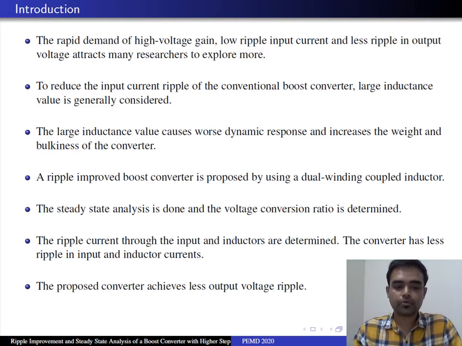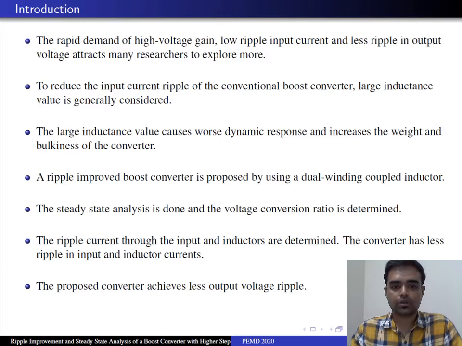So, before going to the depth of my talk, I want to introduce the motivation of this work. Basically, as we know, the conventional boost converter has the voltage conversion ratio of 1 by 1 minus alpha, and the ripple in input current and output voltage is quite high. To reduce this ripple in input current, one can use larger inductance value, but the problem is that it will deteriorate the dynamic performance and it will make the converter more bulky.